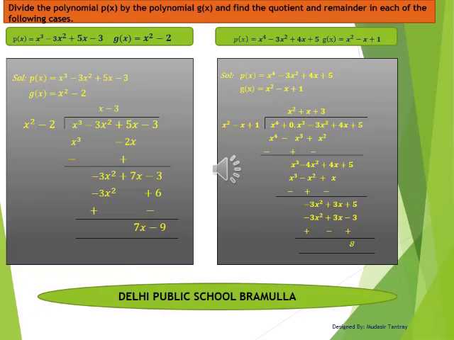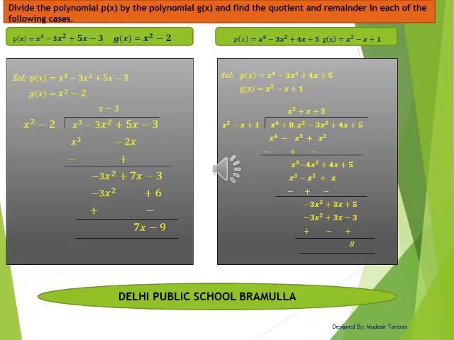Part B. P of x is equal to x raised to power 4 minus 3x square plus 4x plus 5 and g of x is equal to x square minus x plus 1. Solution. P of x is equal to x raised to power 4 minus 3x square plus 4x plus 5. G of x is equal to x square minus x plus 1. The x cube term is missing. We can write x raised to power 4 plus 0 into x raised to power 3 minus 3x square plus 4x plus 5. This is the dividend and our divisor is x square minus x plus 1.